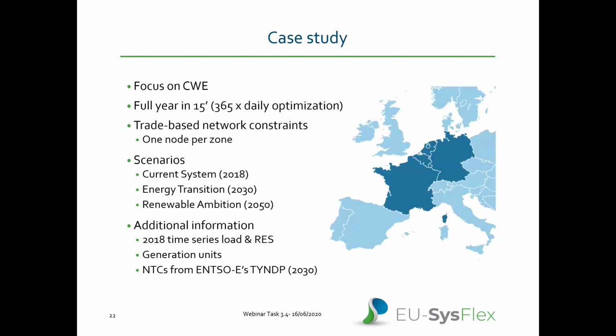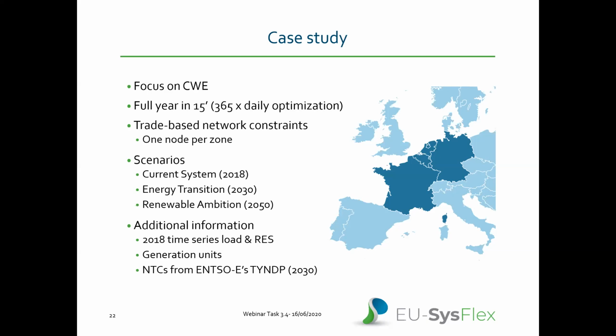We took this model and methodology setup and applied it to a case study that focused on the CWE region. We went through a full year in 15-minute increments with 365 daily optimizations, moving the window along, took a trade-based network constraint approach, looking at one node per zone, and then applied it in 3 scenarios: a current system, and then the 2 EU-SysFlex scenarios, which we complemented with some additional information to really get down to the unit level and be able to see scheduling and technical information on a unit-level basis.